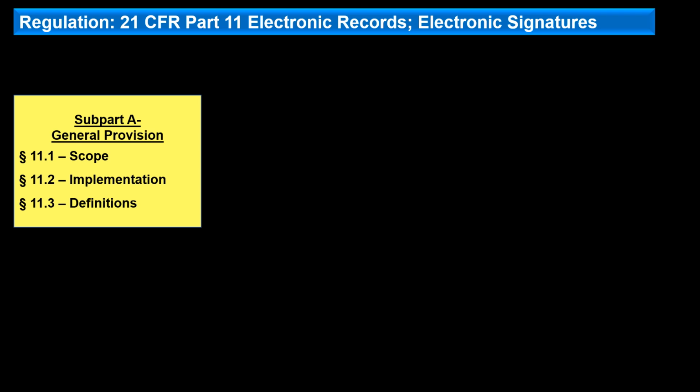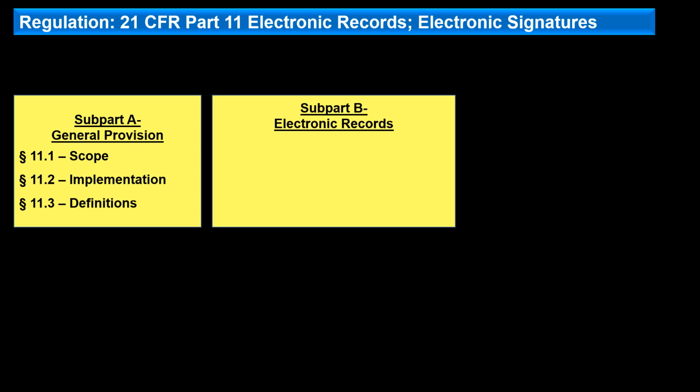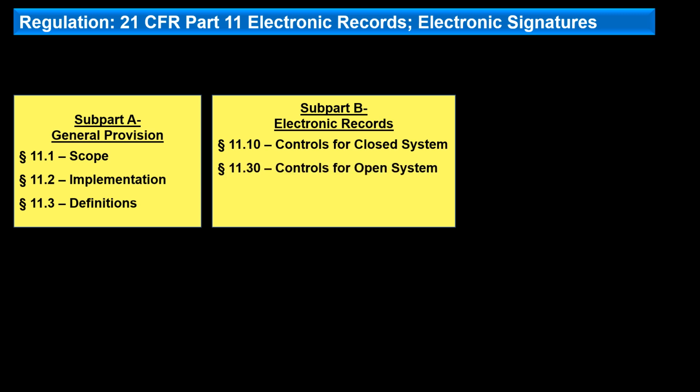So let us begin with the review of the regulation, that is 21 CFR Part 11. If you can see, it has been divided into three subparts. Subpart A, which gives the general provisions, that is firstly the scope, that is 11.1, 11.2 is implementation, and 11.3 is definitions. Subpart B defines electronic records, where 11.10 is the controls for closed systems, 11.30 is the controls for open systems, 11.50 is the signature manifestation, and 11.70 is signature and record linkage.